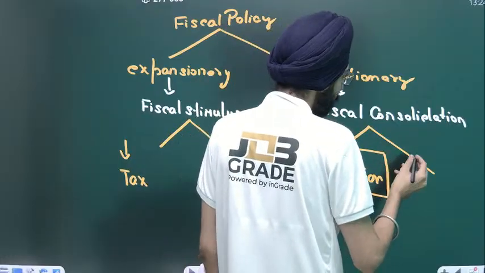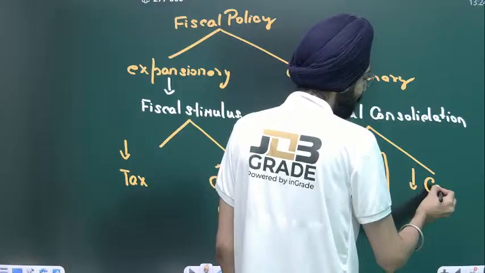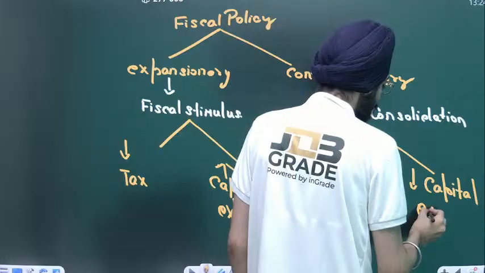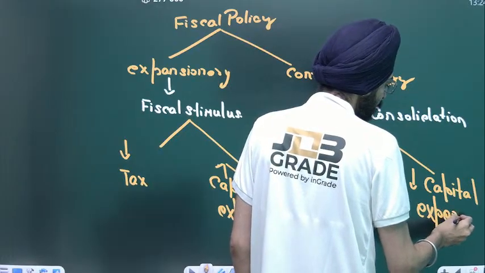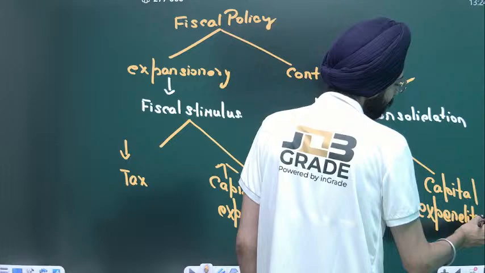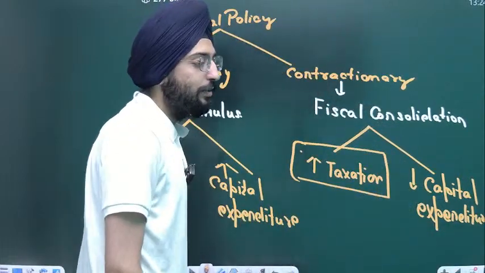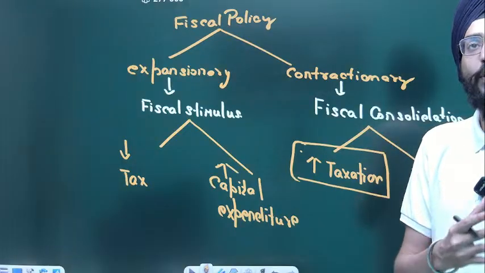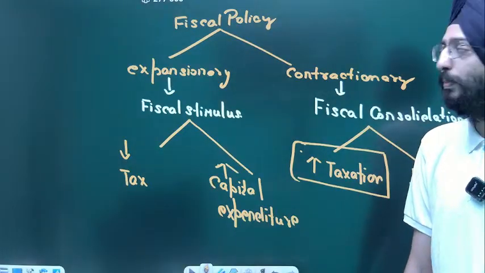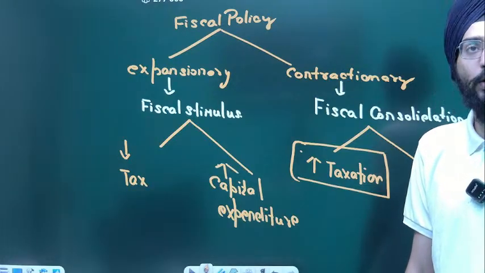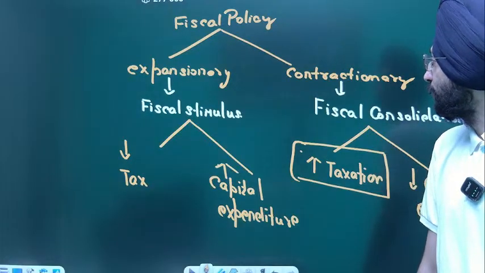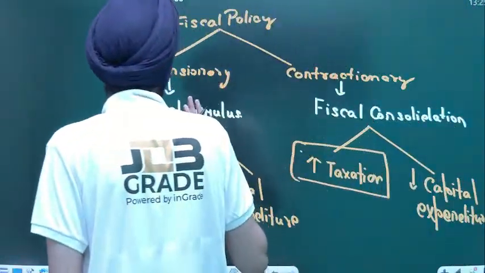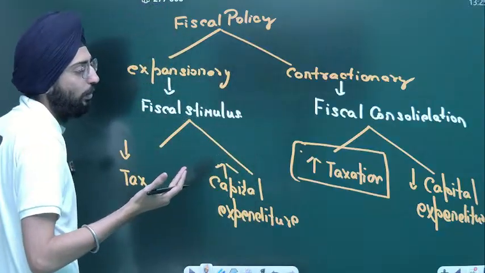The second way would be to decrease capex. Capex means capital expenditure. These are the two broad ways through which a government performs its economic functions in the form of fiscal policy. And you can remember these by this chart that has been drawn for you, that is expansionary and contractionary fiscal policy. So these are the basic two ways through which the government does its economic operations.